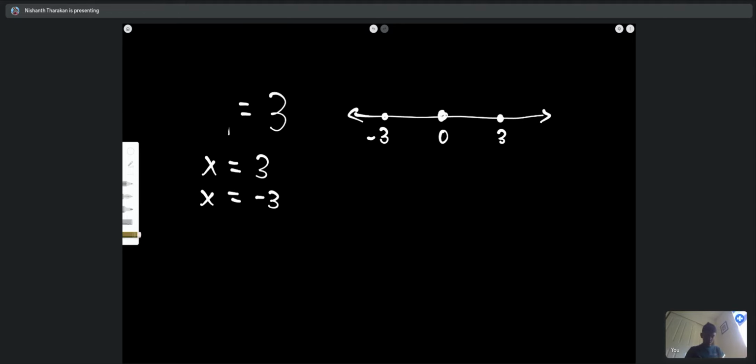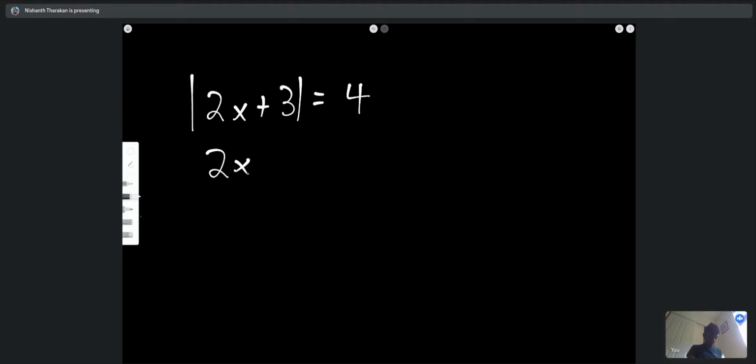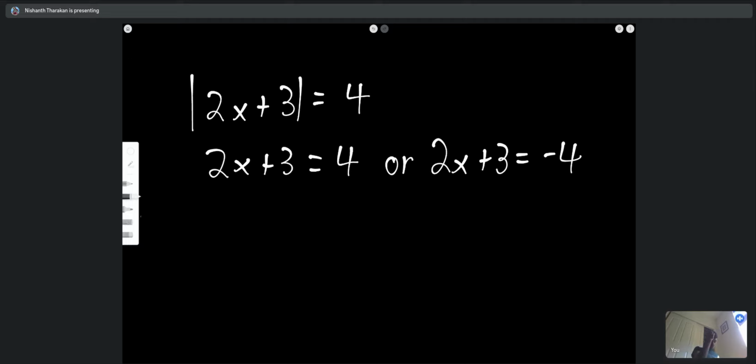Okay, let's do another problem. Now let's say we have an equation. Let's do absolute value of 2x plus 3 is equal to 4. And what this means is that either 2x plus 3 equals 4, or 2x plus 3 equals negative 4. So let's solve for both.